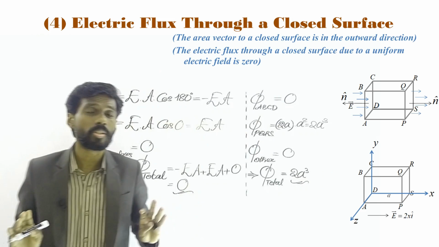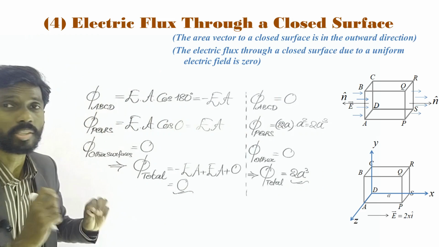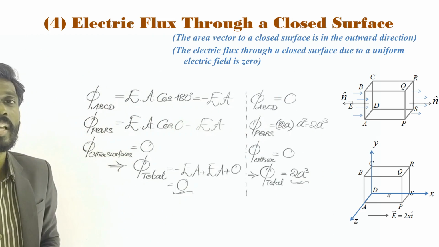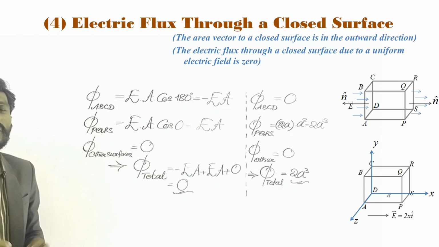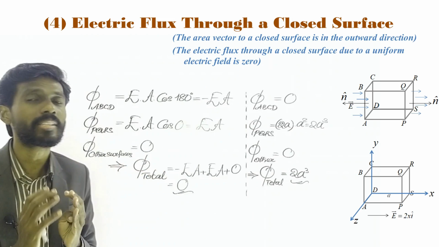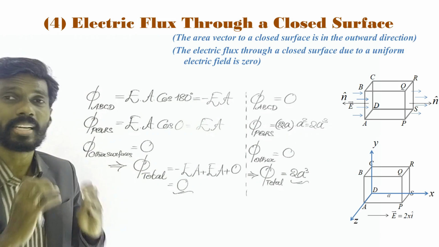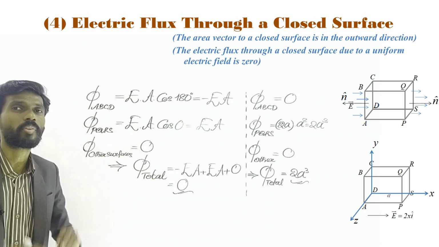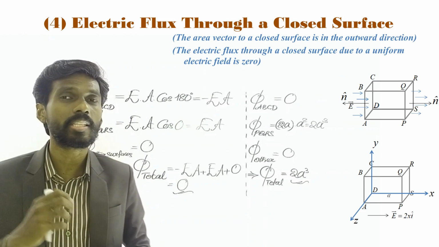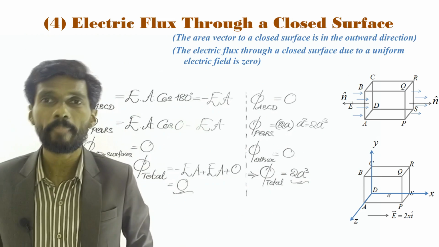So it is not 0. The total electric flux is not 0, because the electric field here is not uniform. You understand? For a non-uniform electric field, this value need not be 0. The total flux through a closed surface is not necessarily 0. That is the example. So this one point you have to remember: for a closed surface, the electric flux is 0 in a uniform electric field.